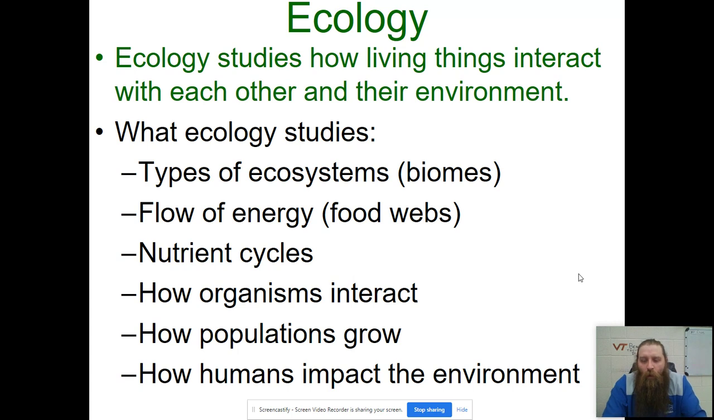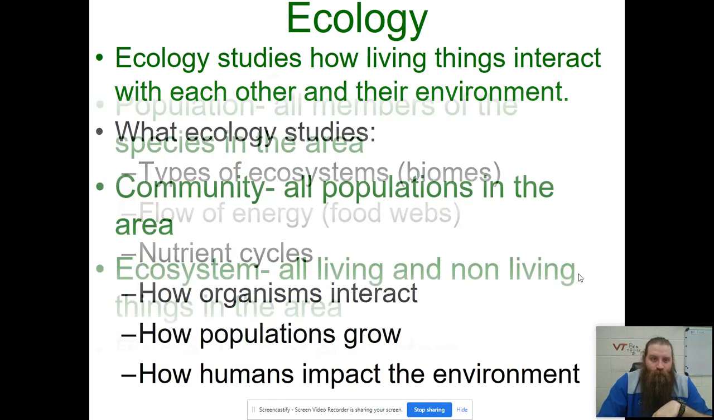So what is ecology? Ecology is just the study of the interactions that living things undergo with other living things and non-living things in their environment. So it studies biomes, it studies food webs, it studies all the different behaviors on how organisms interact. It might be organisms interacting with other members of the same species. It may be organisms with predator-prey relationships, which we see in food webs. And it could also be how human beings interact with organisms or the environment.